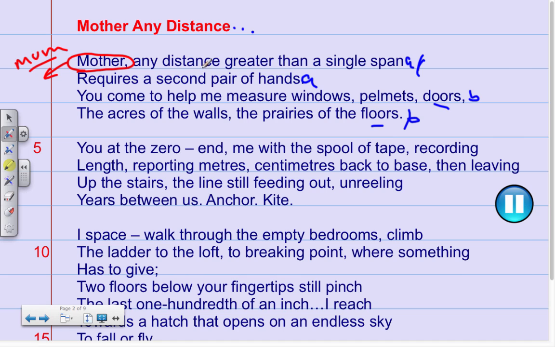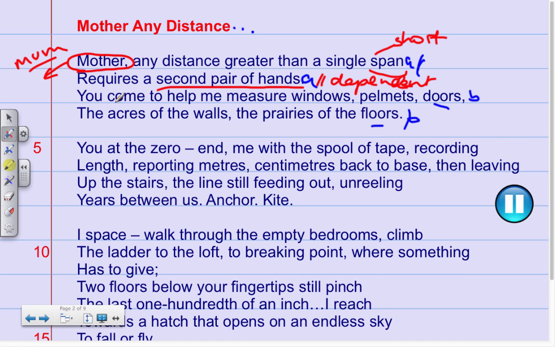"Mother, any distance greater than a single span." And a span can vary from your finger to your thumb, or different spans between, say, any two points. But he's saying that any distance greater than a single span, and we'd assume that generally he's talking about his hand, this is a short distance here. And he's saying that any short distance requires a second pair of hands. And what you have for the first time is the idea that he is dependent on his mother for support.